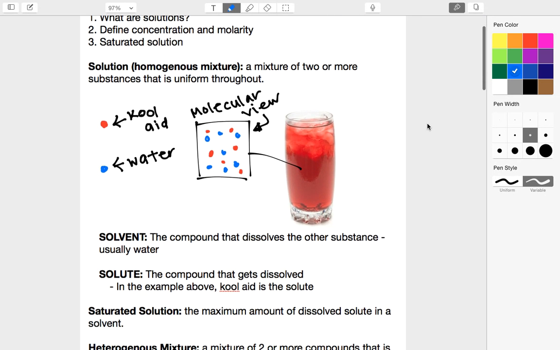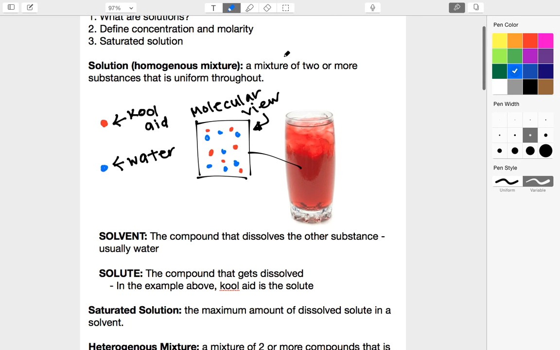First off, solution, which is the same thing as homogeneous mixture. It's basically a mixture of two or more substances that is uniform throughout. The most common example is Kool-Aid. So here's a glass of Kool-Aid. You take Kool-Aid powder, which is basically colored sugar, and you mix it with water.